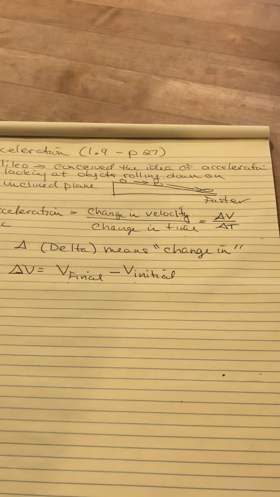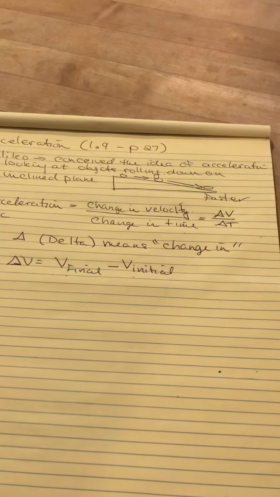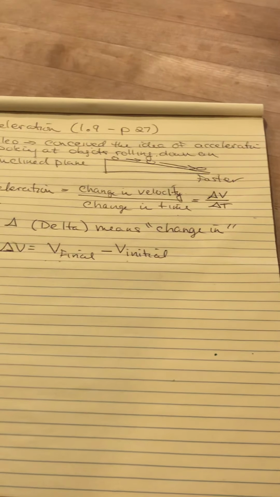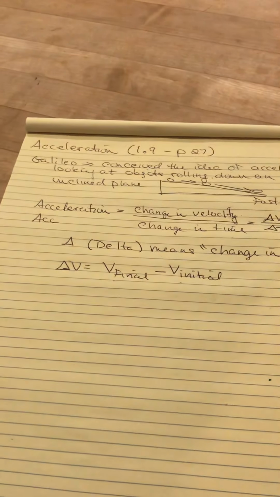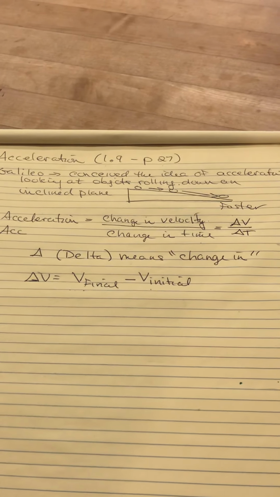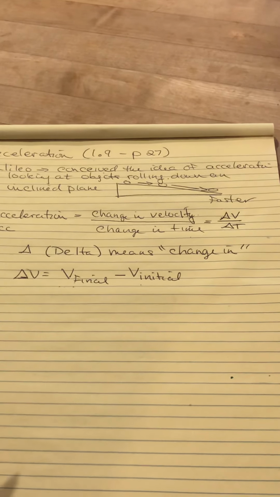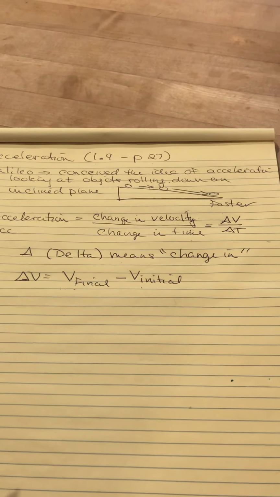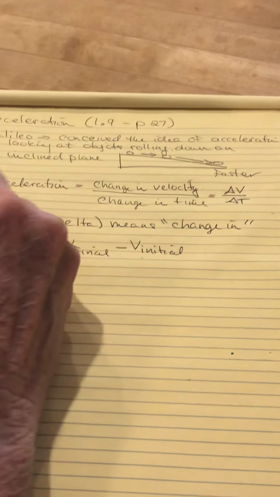Same thing happens if you go around a curve really fast in a car. You get thrown to the outside because you're still going straight when the car starts to turn. So all of these are everyday examples of acceleration. So let's just look at a calculation of acceleration from the book.